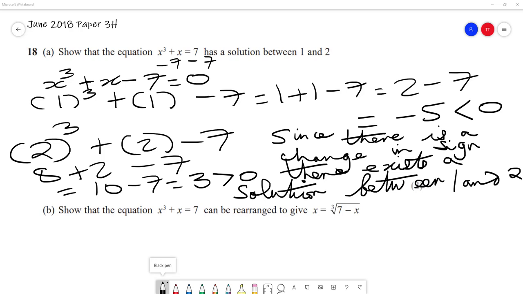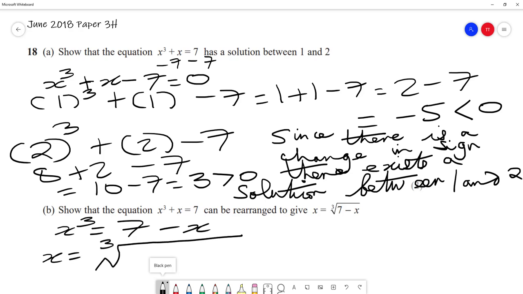The next one says, show that the equation x cubed plus x equals 7 can be rearranged to give x equals the cube root of 7 minus x. So this implies that x cubed is the subject. So we can say that x cubed equals, take x on the other side, 7 minus x. And to get rid of the cubed, we do the cube root. So we say x equals the cube root of 7 minus x. And therefore we've made x the subject, and we've shown exactly what they wanted.